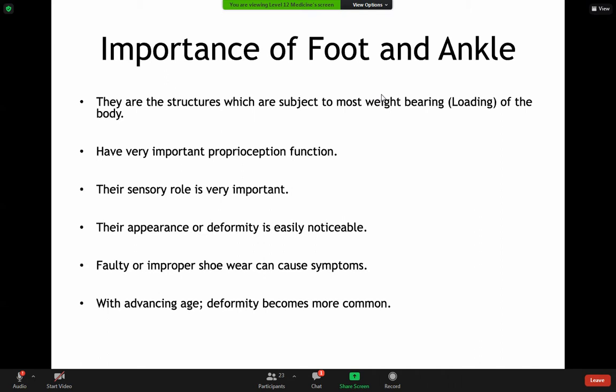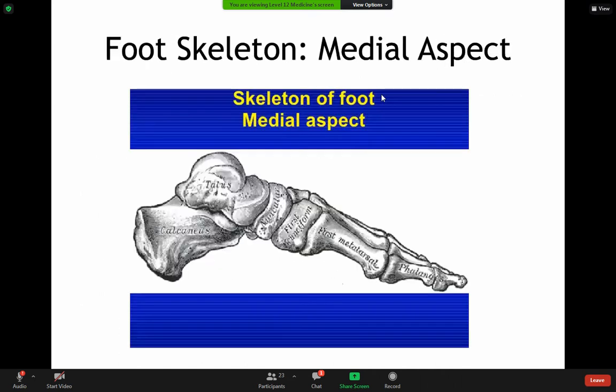The importance of the foot and ankle: they are the structures which are subject to the most weight bearing and loading of the body. They have very important proprioception functions, and their sensory role is very important. Their appearance or deformity is easily noticeable to people. Faulty or improper shoe wear can cause symptoms. With advancing age, deformity becomes more common.